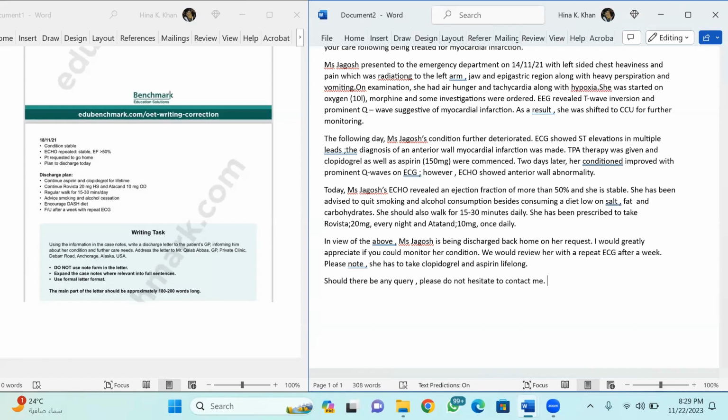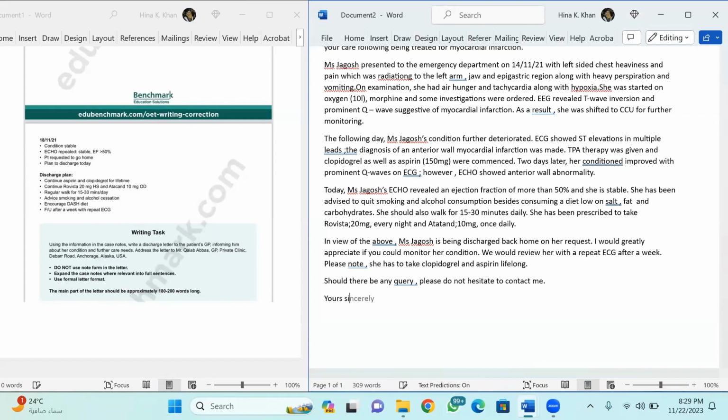Okay, fine, please continue clopidogrel and aspirin lifelong, along with Rovistan Entacard. You can write that also, because it's not clear if the later medicine that you have to take is for lifelong or not.